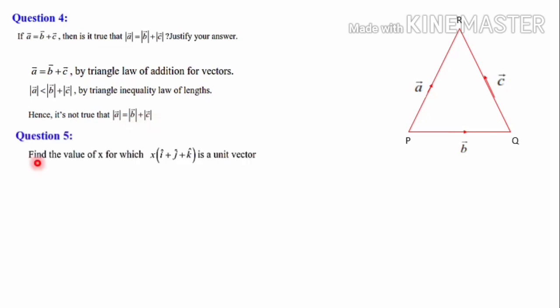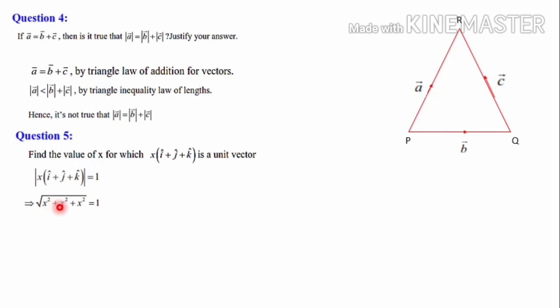Question number 5. Find the value of x for which x into i cap plus j cap plus k cap is a unit vector. Here the modulus of this vector is 1 because this vector is a unit vector. Modulus of x into i cap plus j cap plus k cap is equal to 1. So if you multiply inside, that is x into i plus x into j cap plus x into k cap. So modulus, if you calculate, root of x square plus y square plus z square formula. So all the coefficients of i cap, j cap and k cap are x itself.